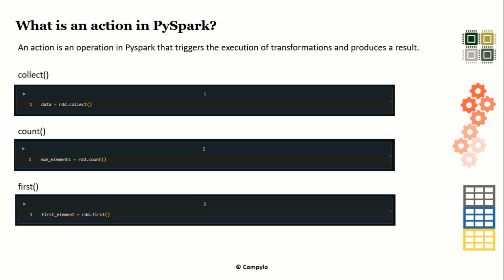Next question is, what is an action in PySpark? An action is an operation in PySpark that triggers the execution of transformations that produces a result. Few common actions have been shown on the screen. The first one is collect, which returns all the elements of the dataset as an array to the driver program. It is useful for small datasets. Next one is count, which returns the number of elements in the dataset. Next action is first, which returns the first element of the dataset.